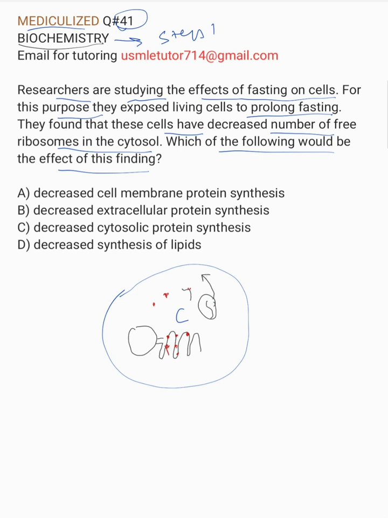For example, this protein can go to the mitochondria, it can go to the nucleus and be used, or it can just stay here as a cytosolic protein. So that's the free ribosome function. It produces proteins for the cell itself. It is not secreted. This protein does not go outside the cell.